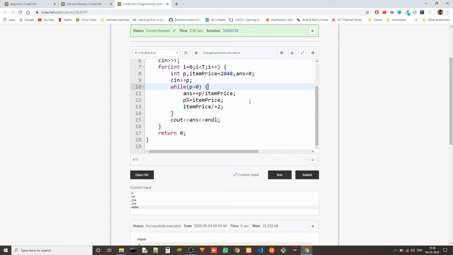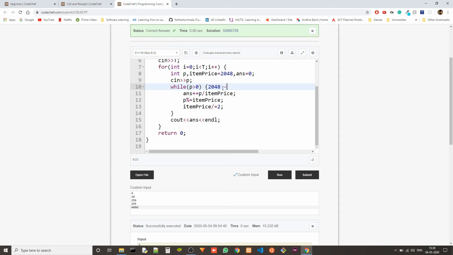So that's good. Okay, now let's talk about time complexity first. Well, this loop doesn't count because it's just a test case loop. The actual processing is being done here. So we only have one loop here, and it runs until p is greater than 0, right? So, well, actually what is happening here is we are dividing item price by 2, and we are starting with 2048, right? And it will only go till 2048.